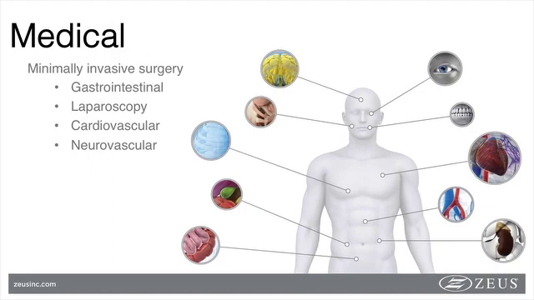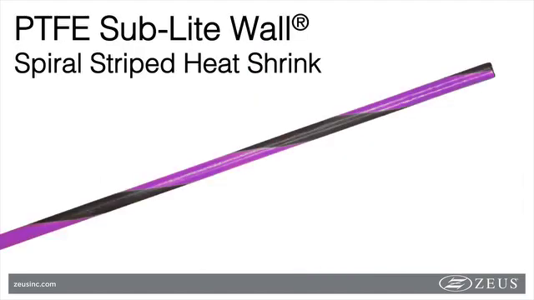Starting with PTFE heat shrink, two of the more sought-after features are its superior dielectric strength and low coefficient of friction, both of which make this material the ideal candidate for use in the gastrointestinal endoscopy market. PTFE sublight wall spiral striped heat shrink is used as a guide wire coating due to its lubricious nature, allowing doctors to navigate the most tortuous pathways. The spirals allow doctors to visually see any movement of the wires, and every positioning is required during a procedure.